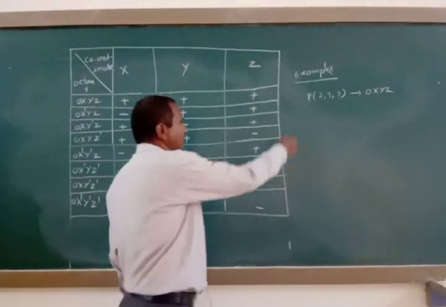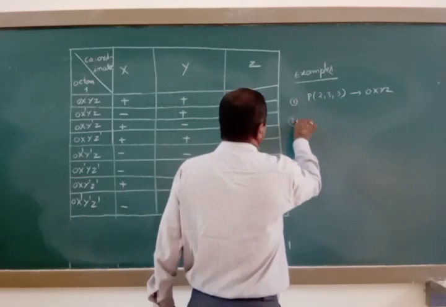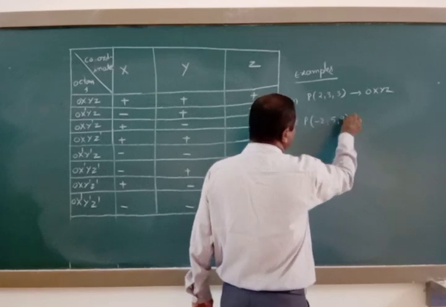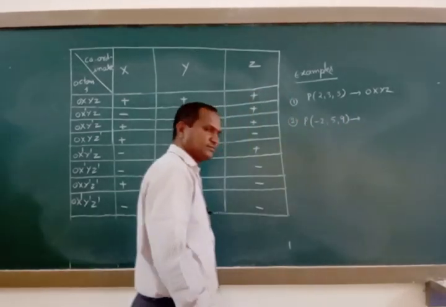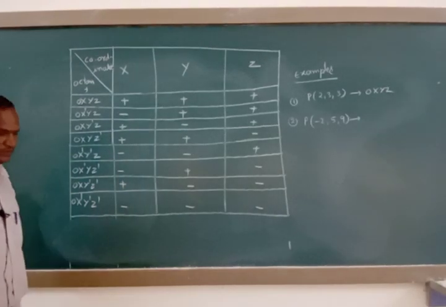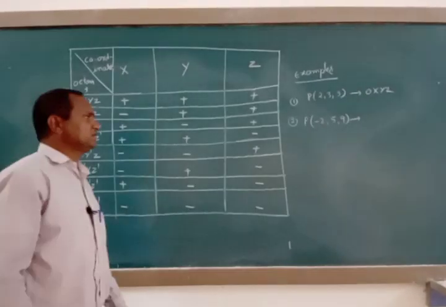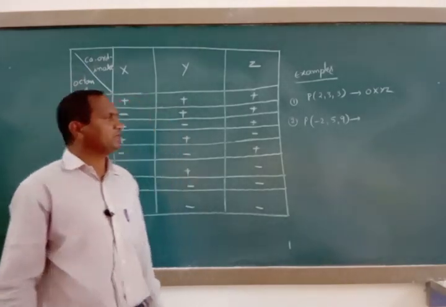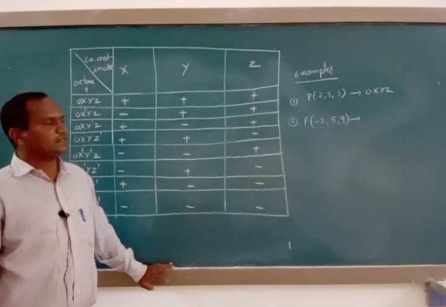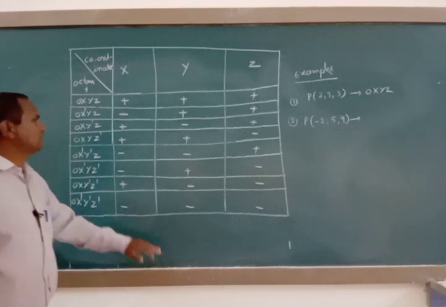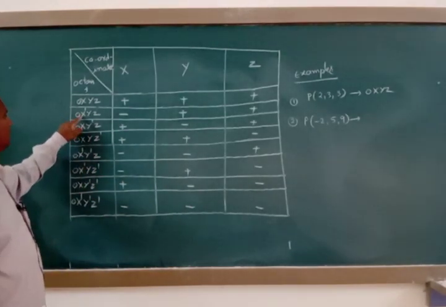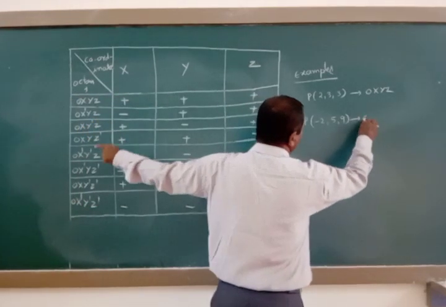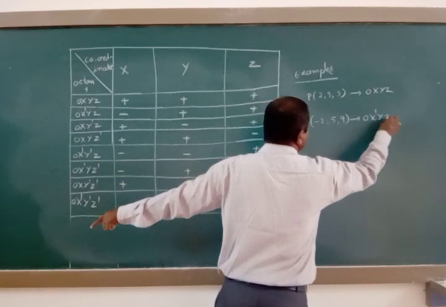For example, one more example here. The point P(-2, 5, 9) belongs to which octant? If you observe the signs of the coordinates of the given point P, the x coordinate is negative, -2, and the remaining y and z coordinates are positive. So it belongs to the Ox'yz octant.